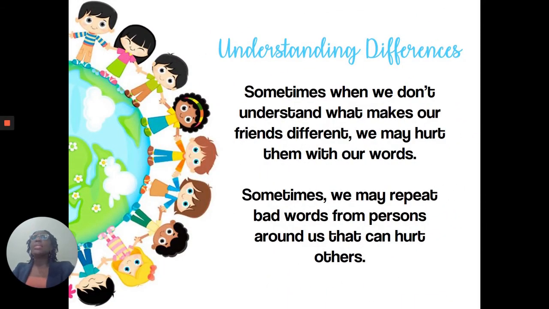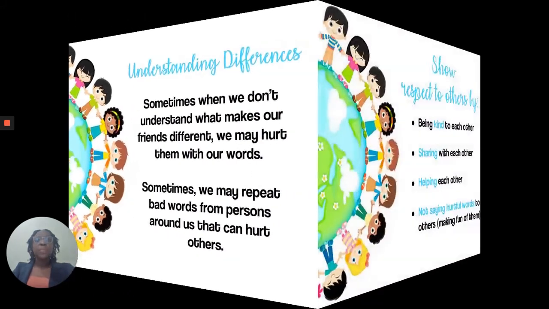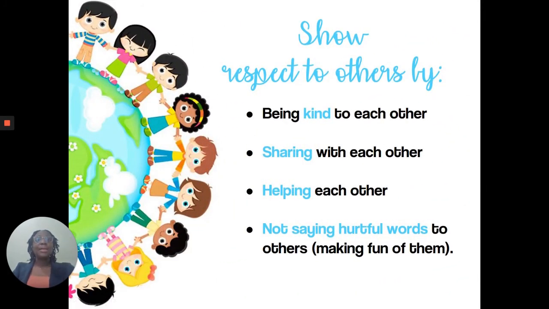So, boys and girls, we need to understand differences. Sometimes, when we don't understand what makes others different, we may hurt them with our words, the things that we see. Sometimes we may repeat bad words from persons around us that can hurt people. We have to remember to always say kind things. So, how can we show respect to others? Firstly, we need to be kind to each other. We need to share with others, help others, we can play with them, and never say hurtful things like making fun of them or doing things that we know that can hurt them.